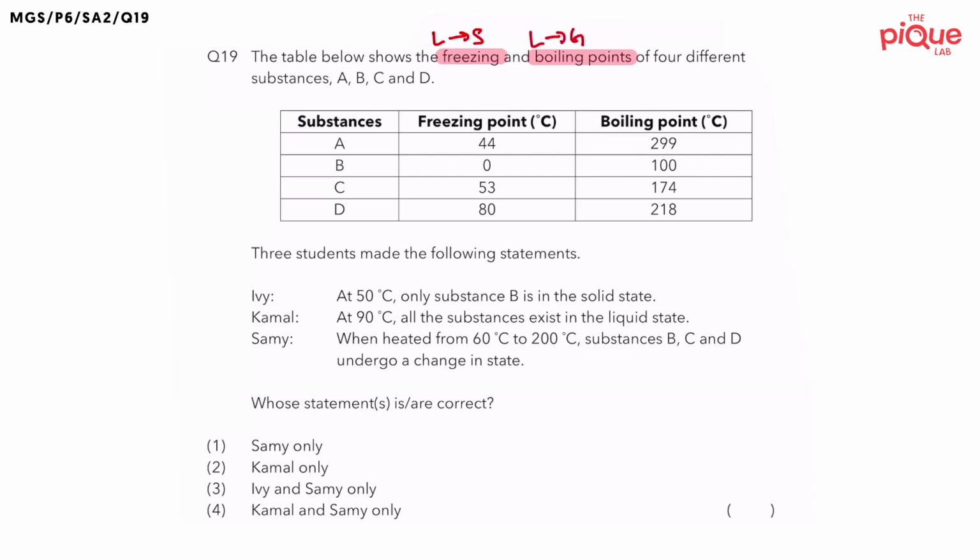So below they give you a table that shows you the freezing point and boiling point of four substances A, B, C, and D, and give you three students that made some statements and they want you to find out who is correct. So before we look into the statements, let's do some annotations on the table first. A lot of my students will do their annotations like this. So for freezing point, it will be liquid first, then after that solid, and then for boiling point, it will be liquid, then after that gas.